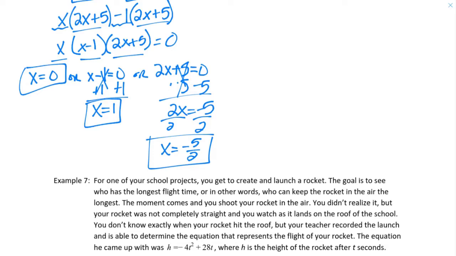So you see with this one, we're actually coming up with 3 possible solutions. X could be 0, it could be 1, or it could be -5/2. We have to include all of those solutions because, again, we don't know which one it is.